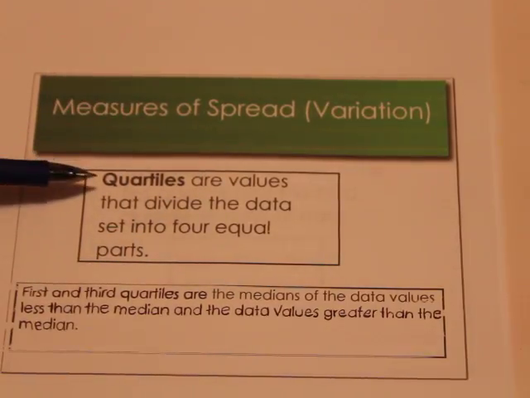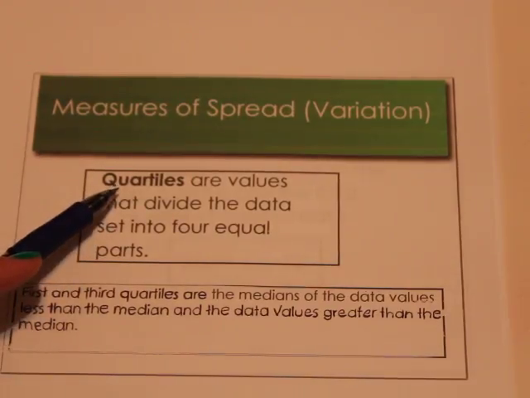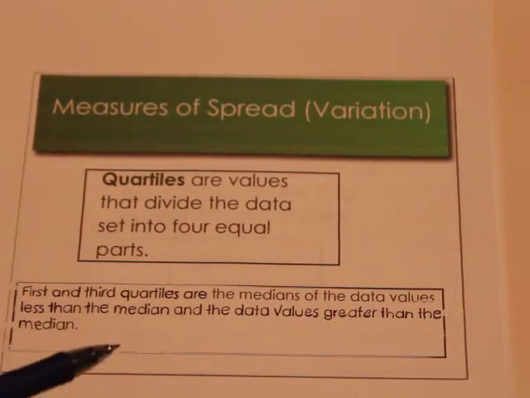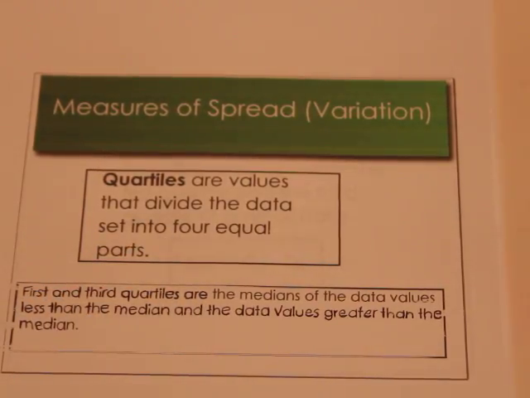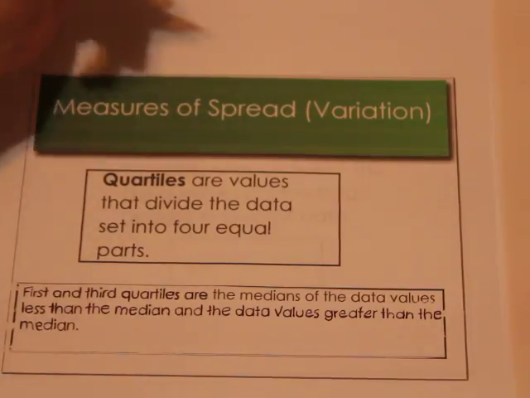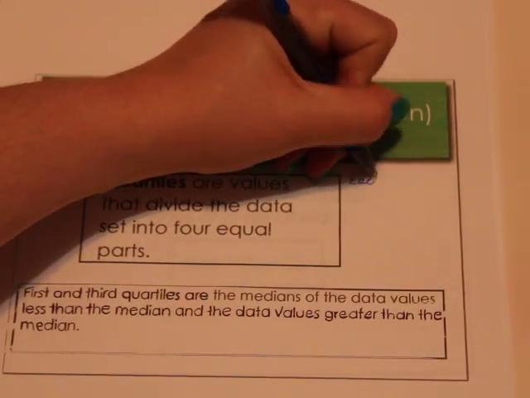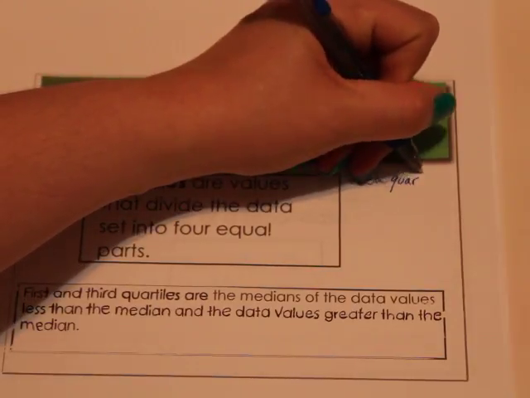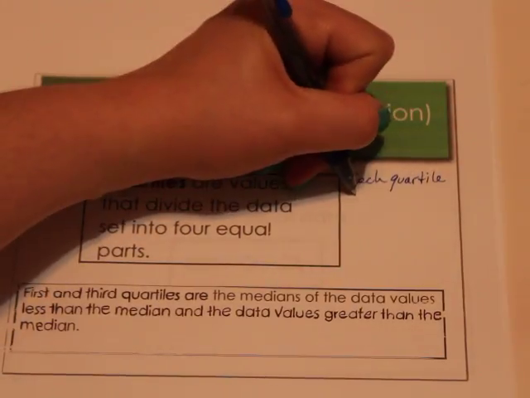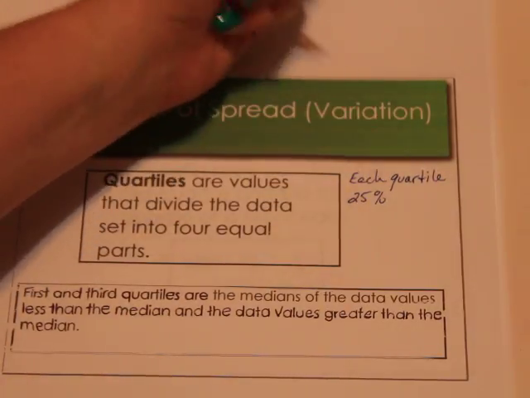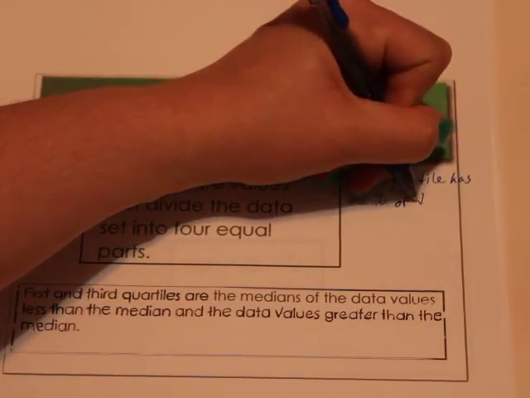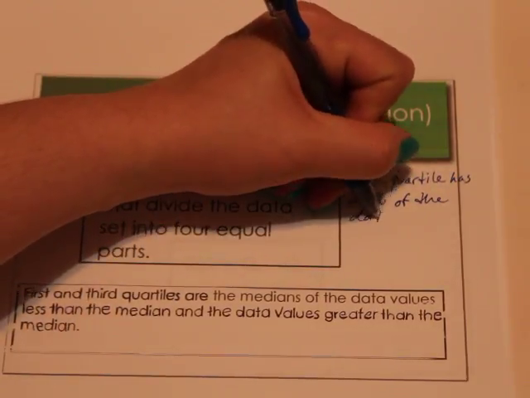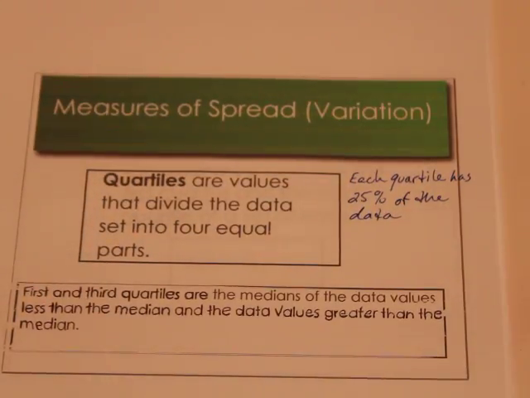First thing we're going to look at is quartiles. Quartiles are values that divide the data set into four equal parts. Okay, so you need to write down the definition for quartiles, and you need to understand that each quartile has 25% of the data. Okay, each quartile has 25% of the data. And you're going to see why we need that in just a little bit.